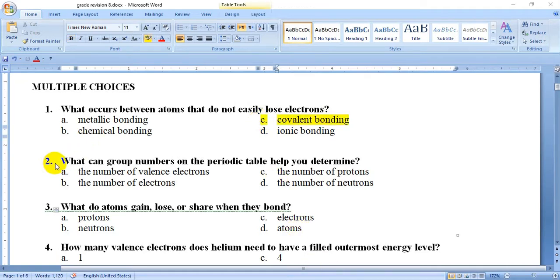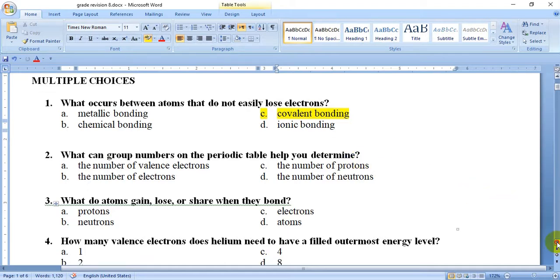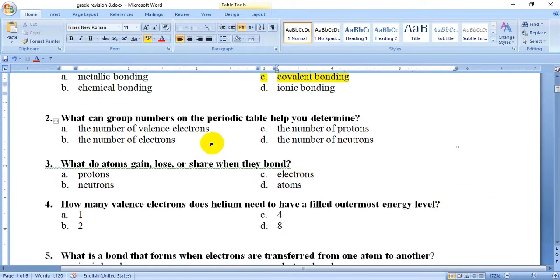Question 2. What can group number on the periodic table help you determine? If you remember, the number of the group represents the number of valency electrons. If group 1, they have 1 valency electron, group 2, they have 2 valency electrons, and so on. What do atoms gain, lose, or share when they bond? Usually atoms gain or lose or share electrons. C.